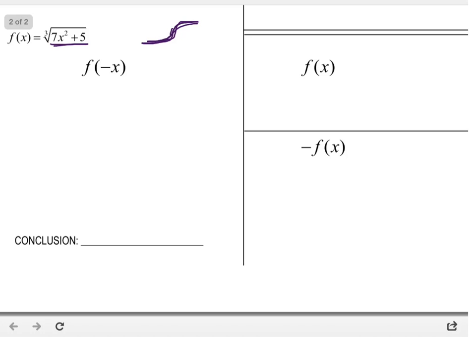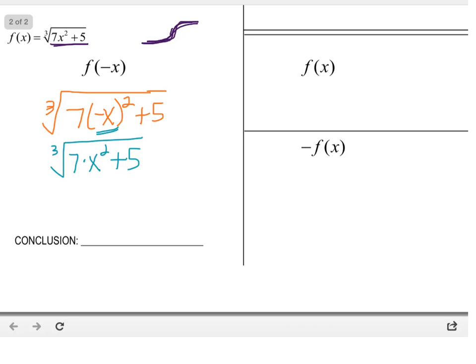Alright, first things first, I'm going to plug in -x where there was an x in the original function. Again, put it in parentheses. Then we simplify it. If you take any negative number and square it, it's going to give you a positive number. So really we have 7 times positive x squared plus 5, cube root of that. Simplify a little more, take out that multiplication sign. So we have cube root of 7x squared plus 5. This is what we're going to be comparing.